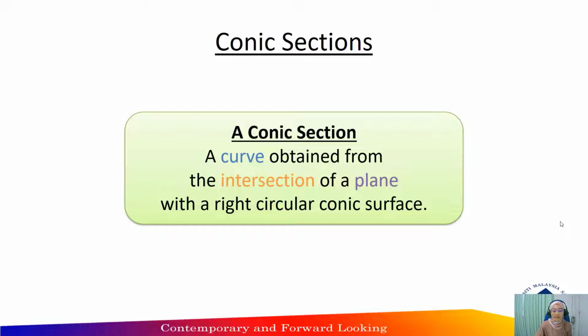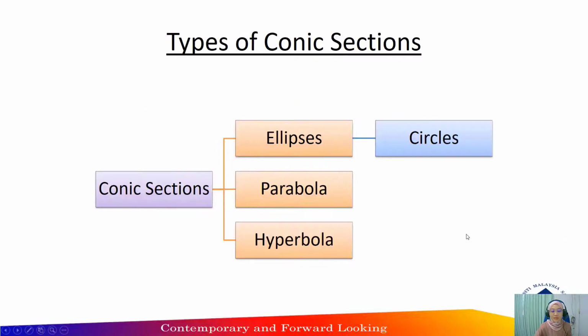What are conic sections? A conic section is a curve obtained from the intersection of a plane with a right circular conic surface. There are three types of conic sections: ellipse, parabola, and hyperbola. But in our lesson, we only cover two types: ellipse, which includes the circle, and parabola.